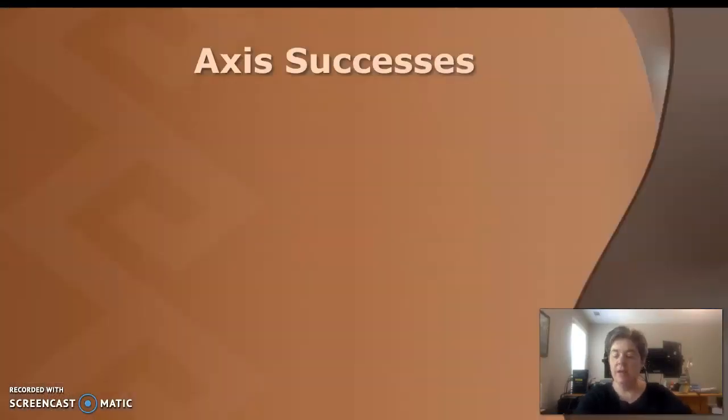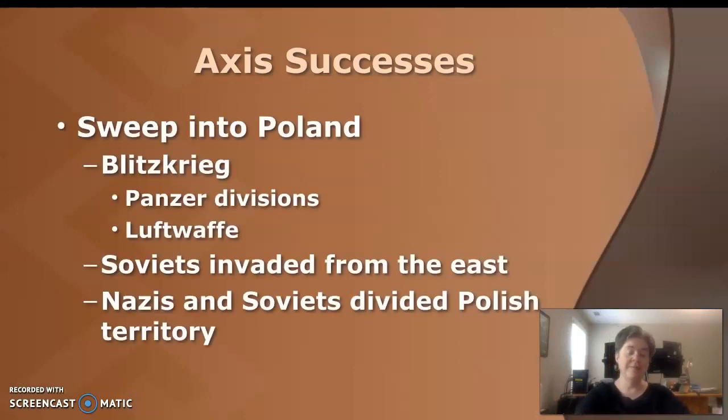Yesterday, we began talking about the course of World War II. We talked about a number of Axis successes. Remember, the Axis powers are Germany, Italy, Japan. We talked about their successes, the first one being the sweep into Poland.